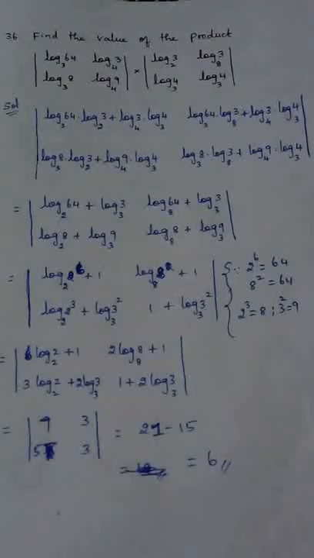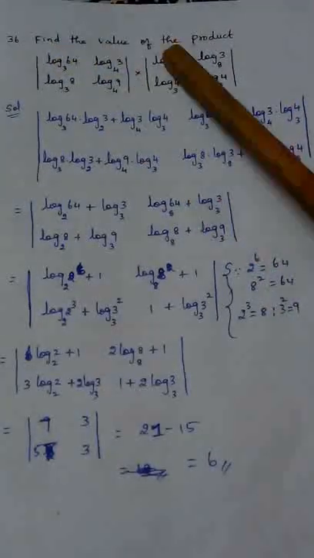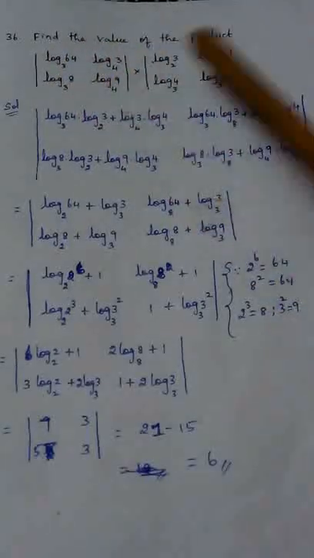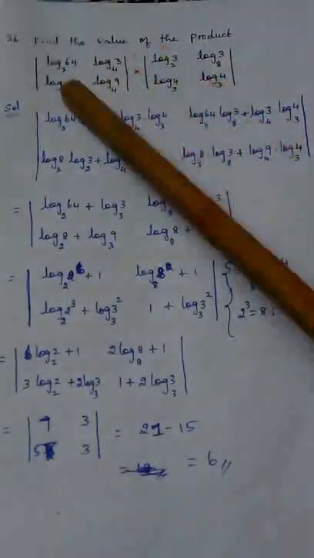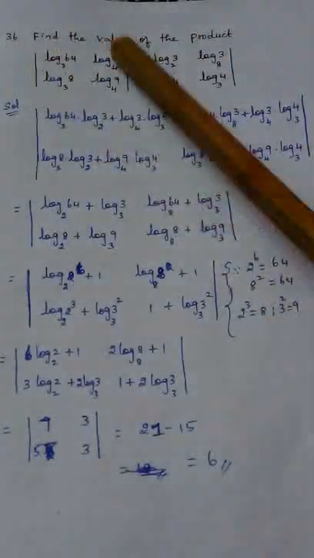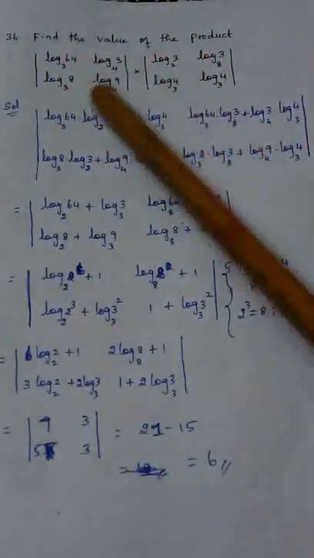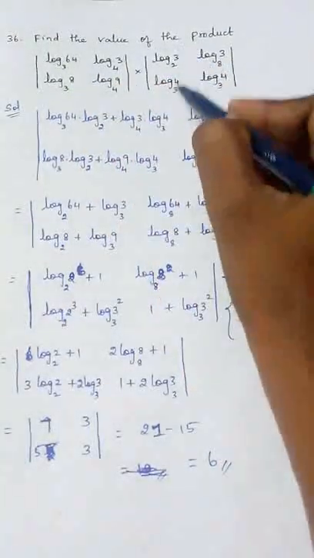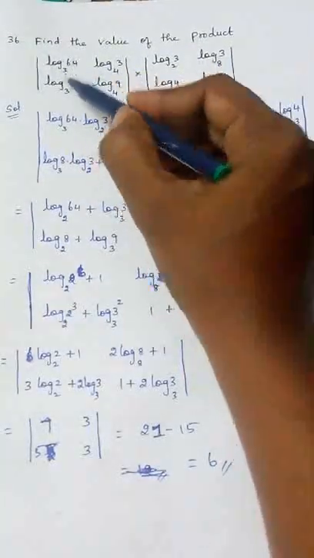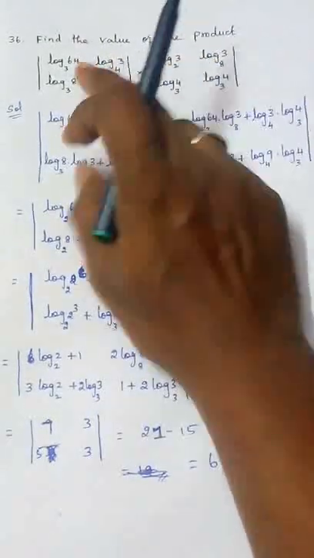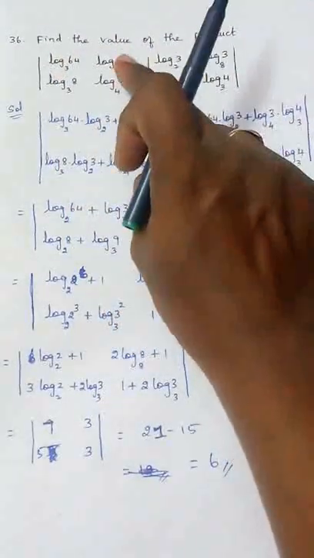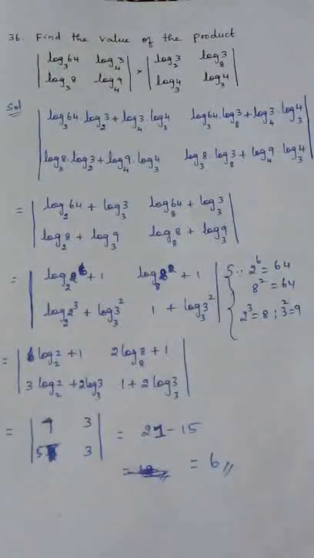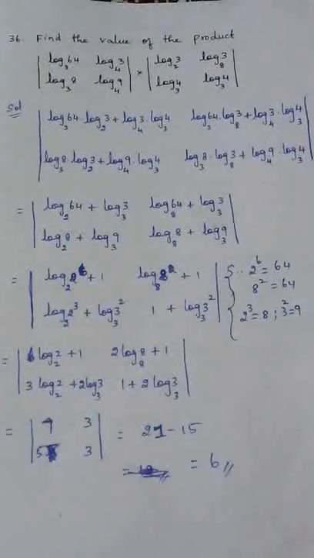Sum number 36. Find the value of the product, this into this. We just need to multiply these two determinants and find the answer. Product means multiplication of these two. So how will we multiply two determinants? 4 methods are available, but we go for the normal method. First row, first column: log 64 base 3 into log 3 base 2. Just take this and multiply with this, and then this with this. Yes or no? That is the normal procedure we usually follow.